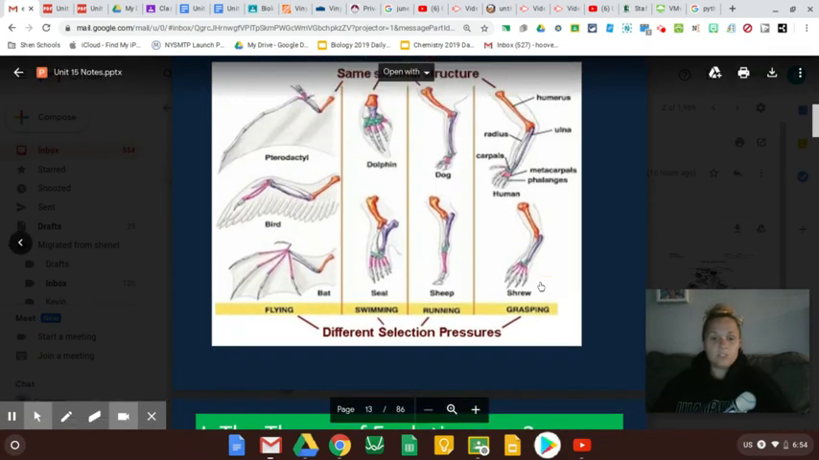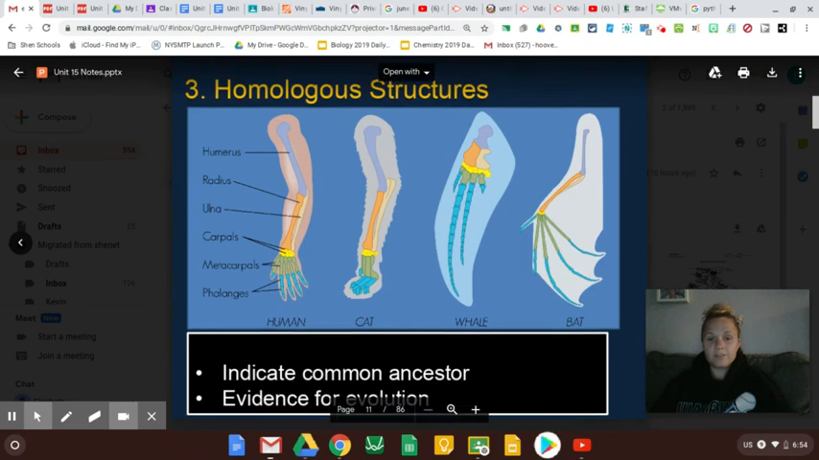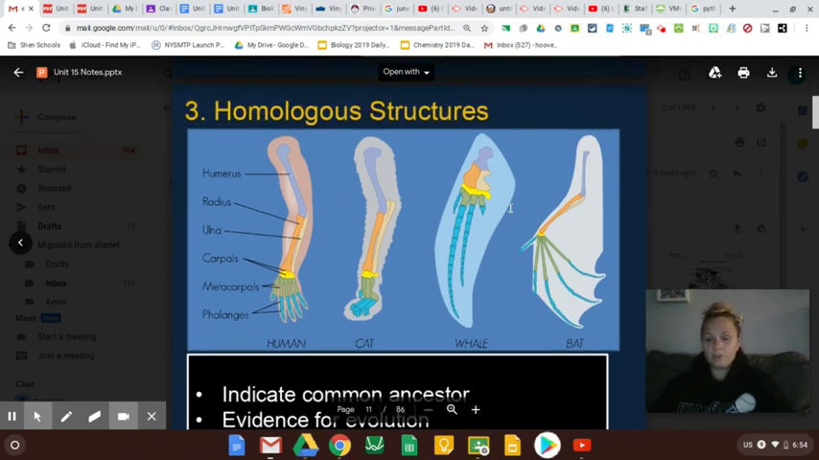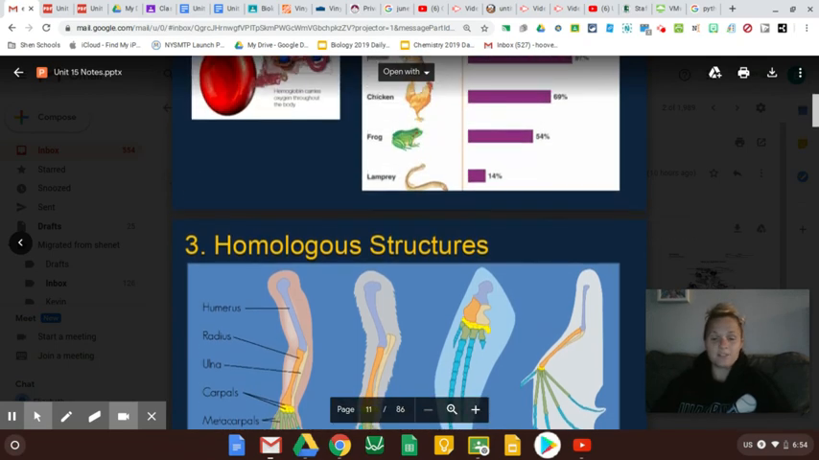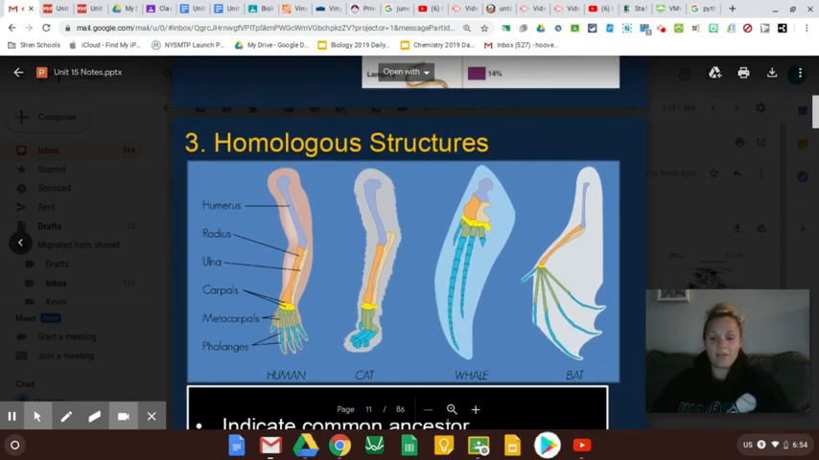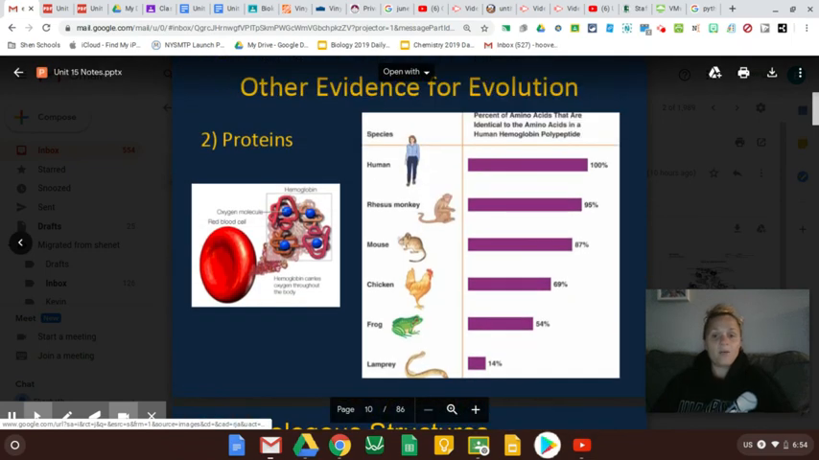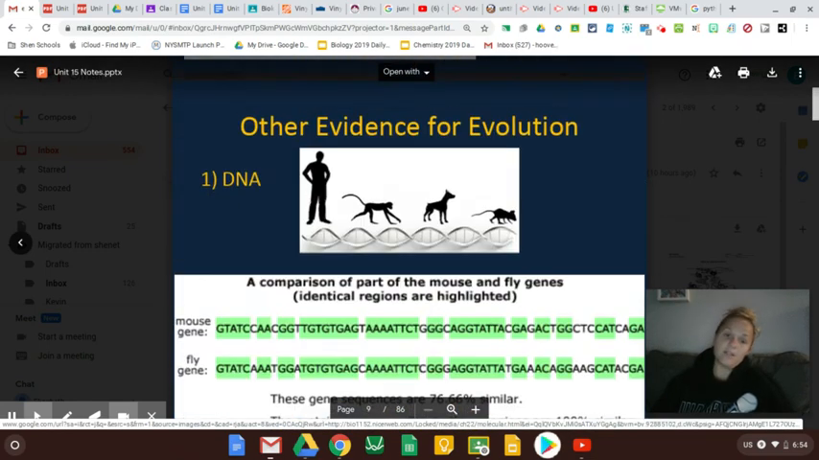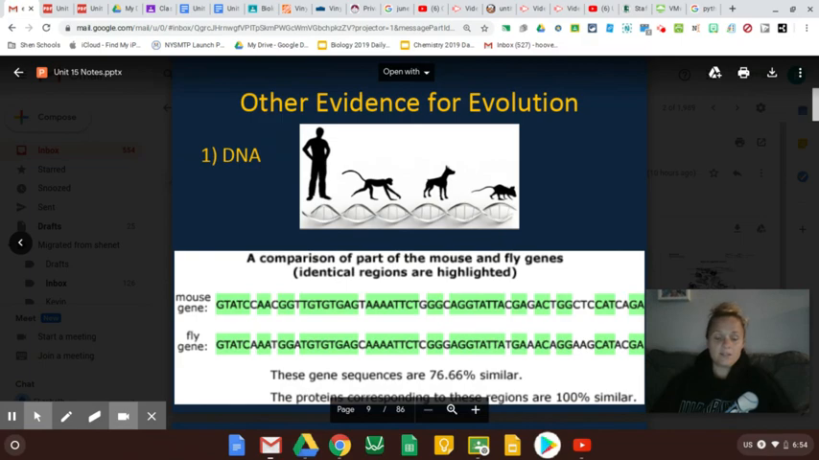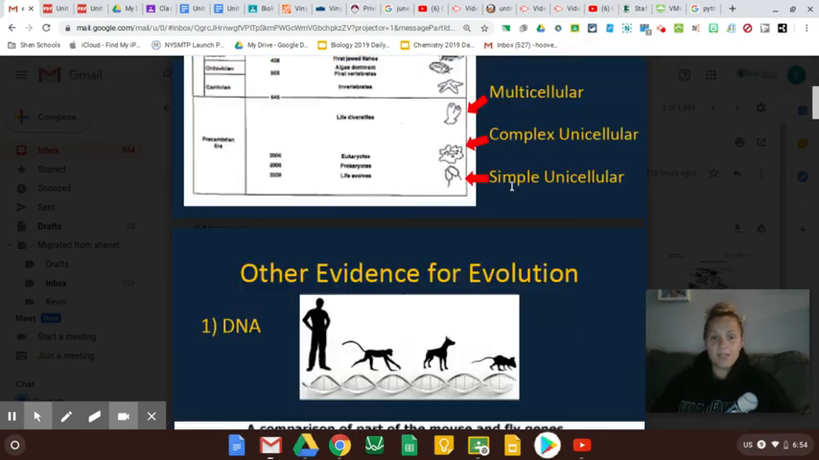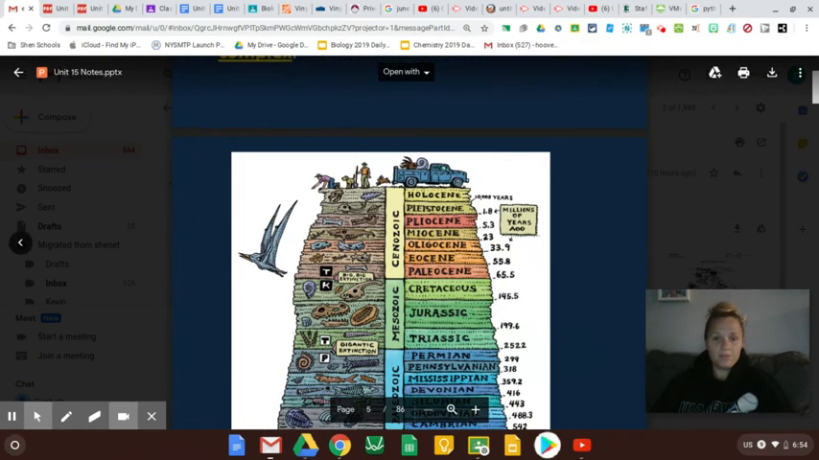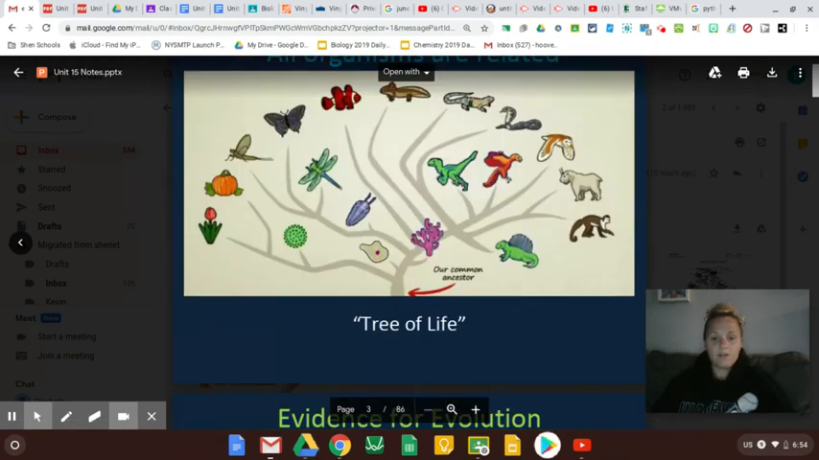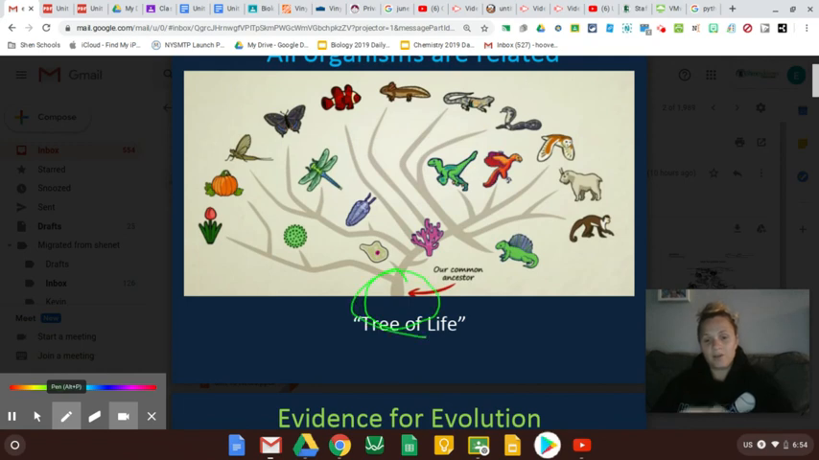So just to sum up, some of our evidence of evolution is that we share the same bone structure with a lot of very different animals, anything from a cat to a whale to a bat. We have the same proteins as a lot of other animals, and the same DNA as a lot of other animals, indicating that maybe, in fact, we did all come from one original ancestor that we all evolved from, and evolved in different ways.